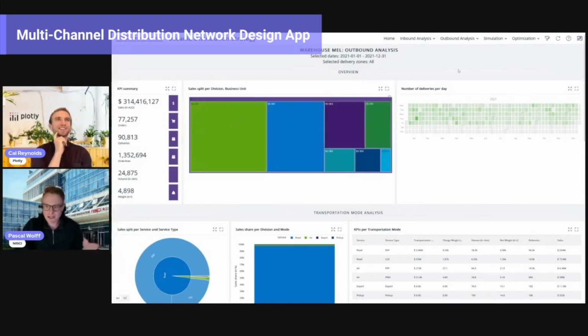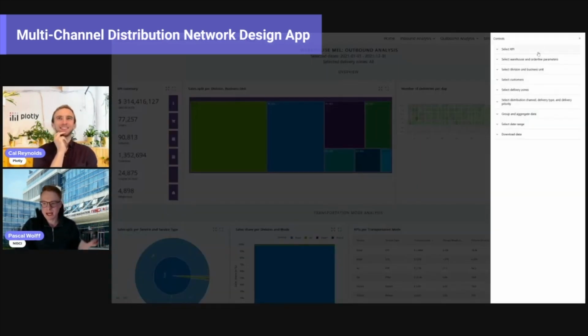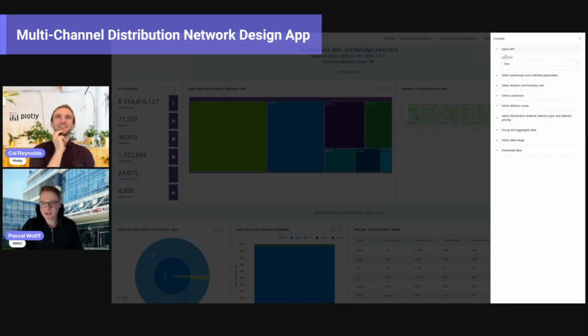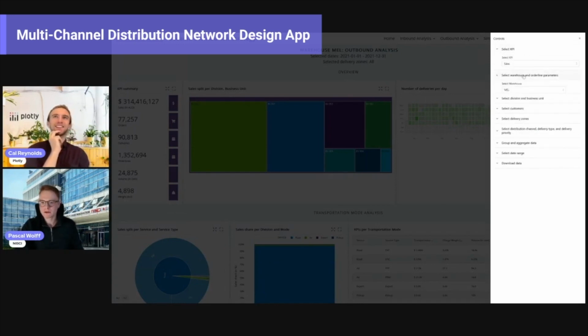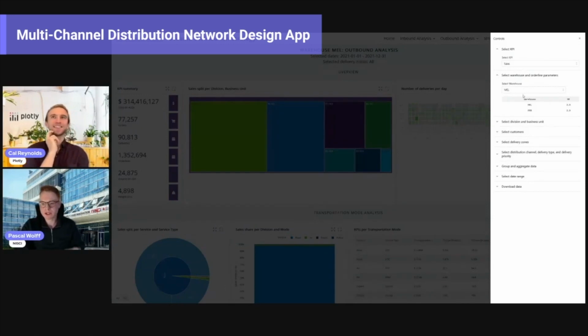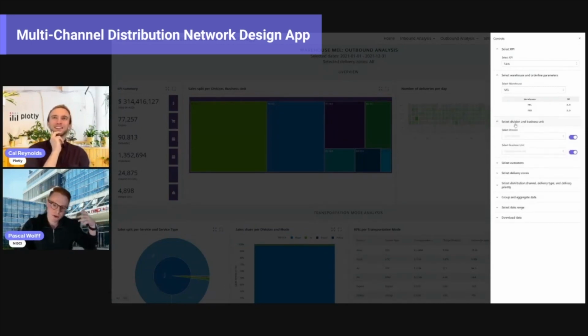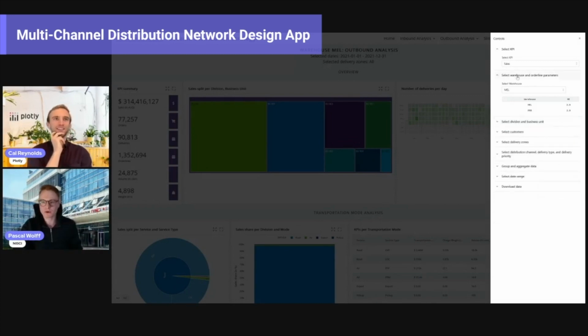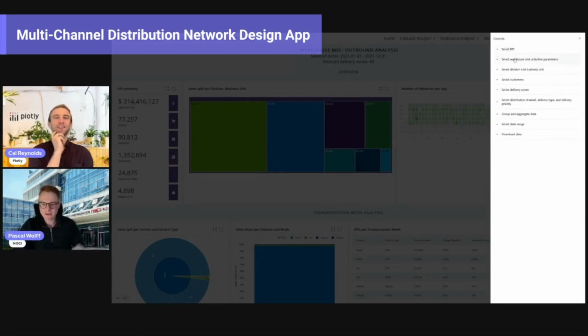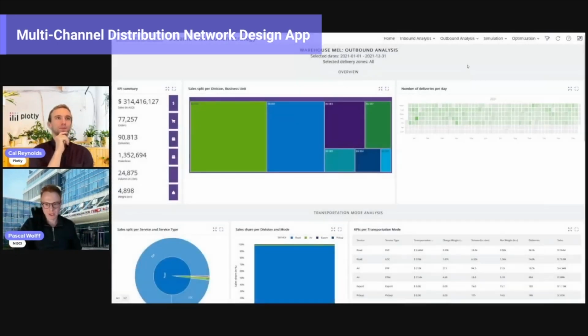And this is all interactive. So this is nothing static. That's good. And they can actually directly change everything here in a control panel. So they could, for instance, say, okay, we want to take a look at a different warehouse. We want to filter down in a certain division or business unit or so. So that is then interactive, and they can really deep dive and kind of sleep with their data, let's say.